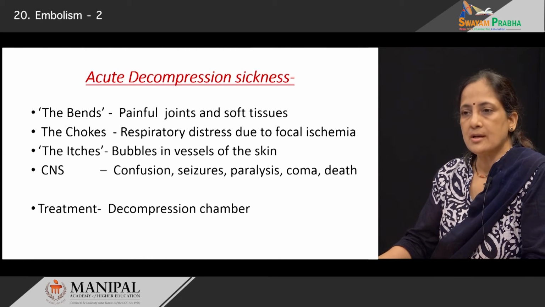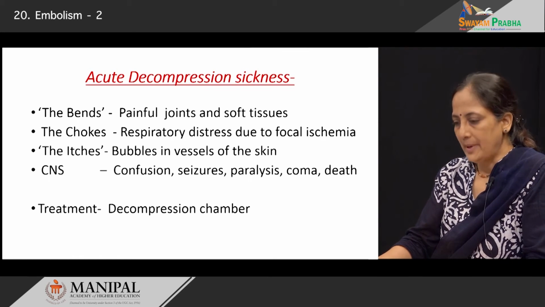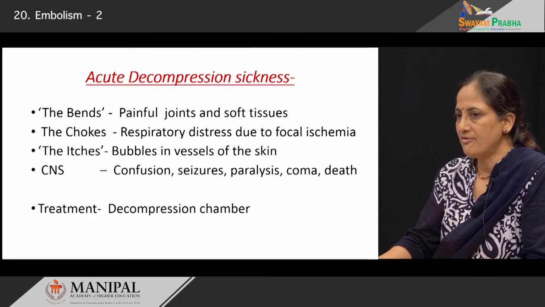When the nitrogen comes out of solution in the joints and soft tissue, it becomes very painful and movement is restricted. This is referred to as the bends. The patients bend in a peculiar position which is similar to a fashion seen in the Grecian times.